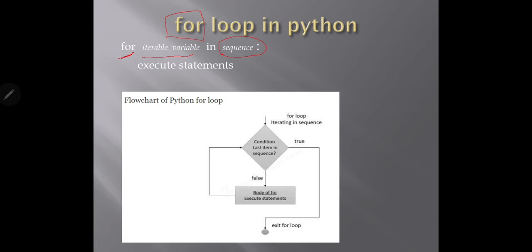So what this iterable variable will do is pick the values of the elements of this sequence, and then we can use those elements while executing the statement inside this for loop or for block. Now this is the flowchart of this for loop.